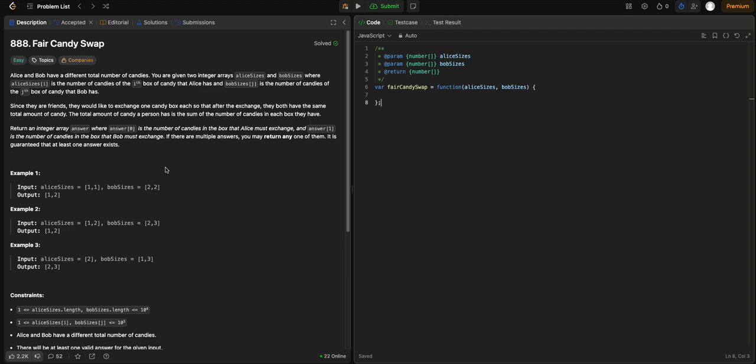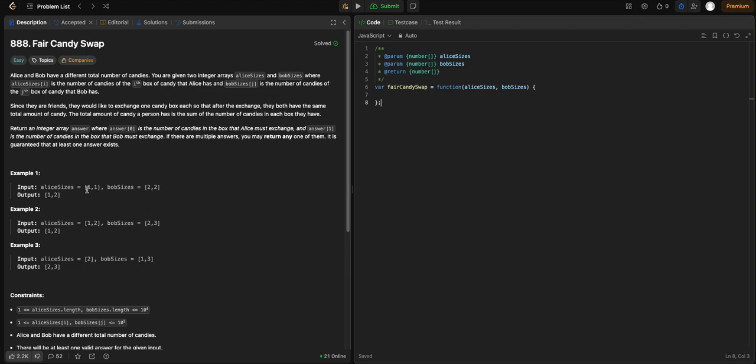Okay, let's simplify this. What we need to do is figure out a number that we can swap between these two arrays so that the total sum of all the numbers in each array equals each other, right? So we can ignore all that candies business. It's not that important. It's as simple as that, right?